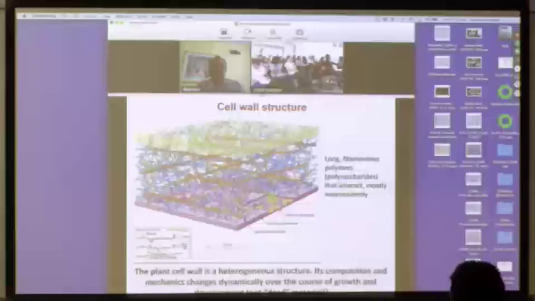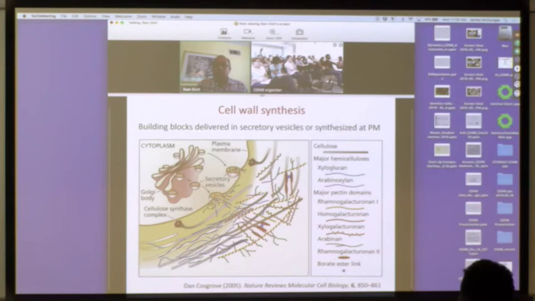So I'm not going to go into cell wall synthesis. I think Marcus will cover this in more detail. But because you have a lot of different components that make up the cell wall, of course you need all these different components to be synthesized and delivered to the cell wall. Now, interestingly, the synthesis and delivery occurs in different parts of the cell for different components.